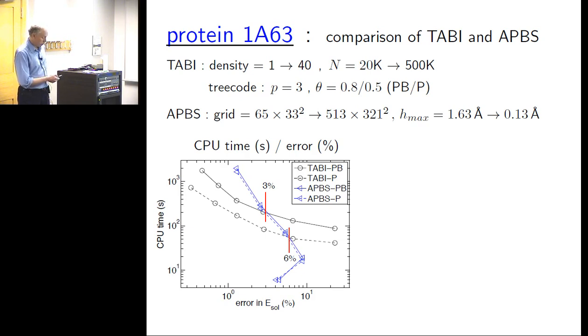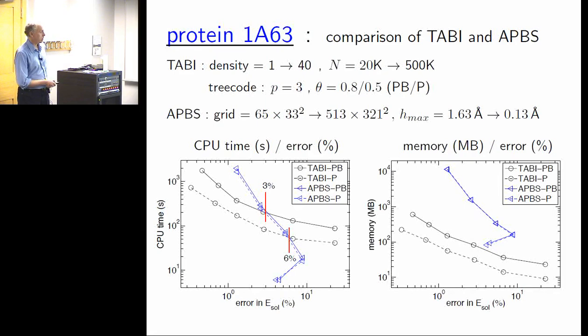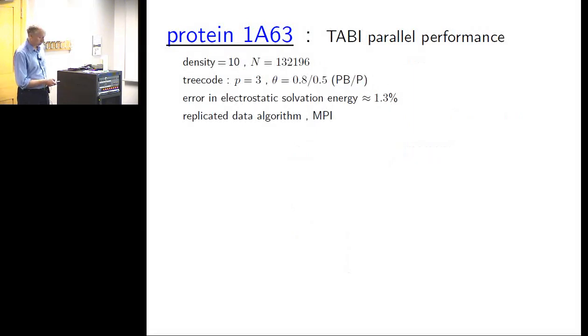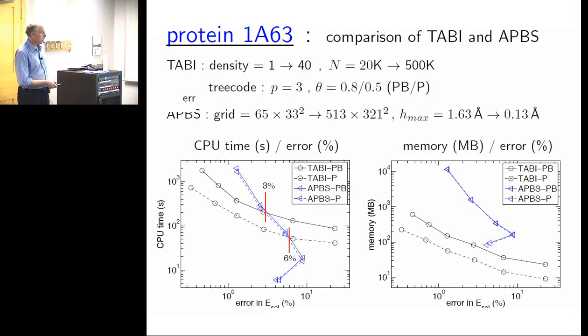The memory usage is like this. So memory as a function of error. And so you can see that the boundary integral method is using more memory, but the memory usage increases at a more moderate rate than for the grid-based method.